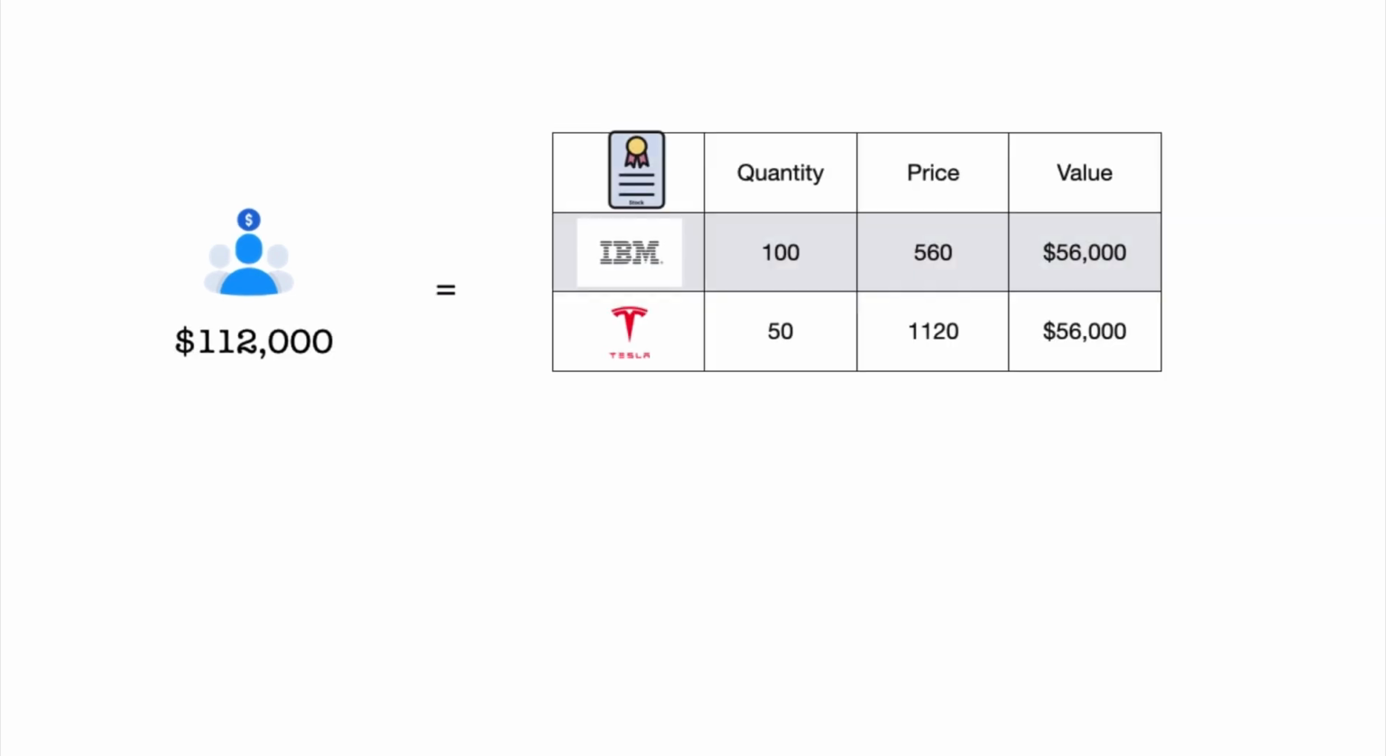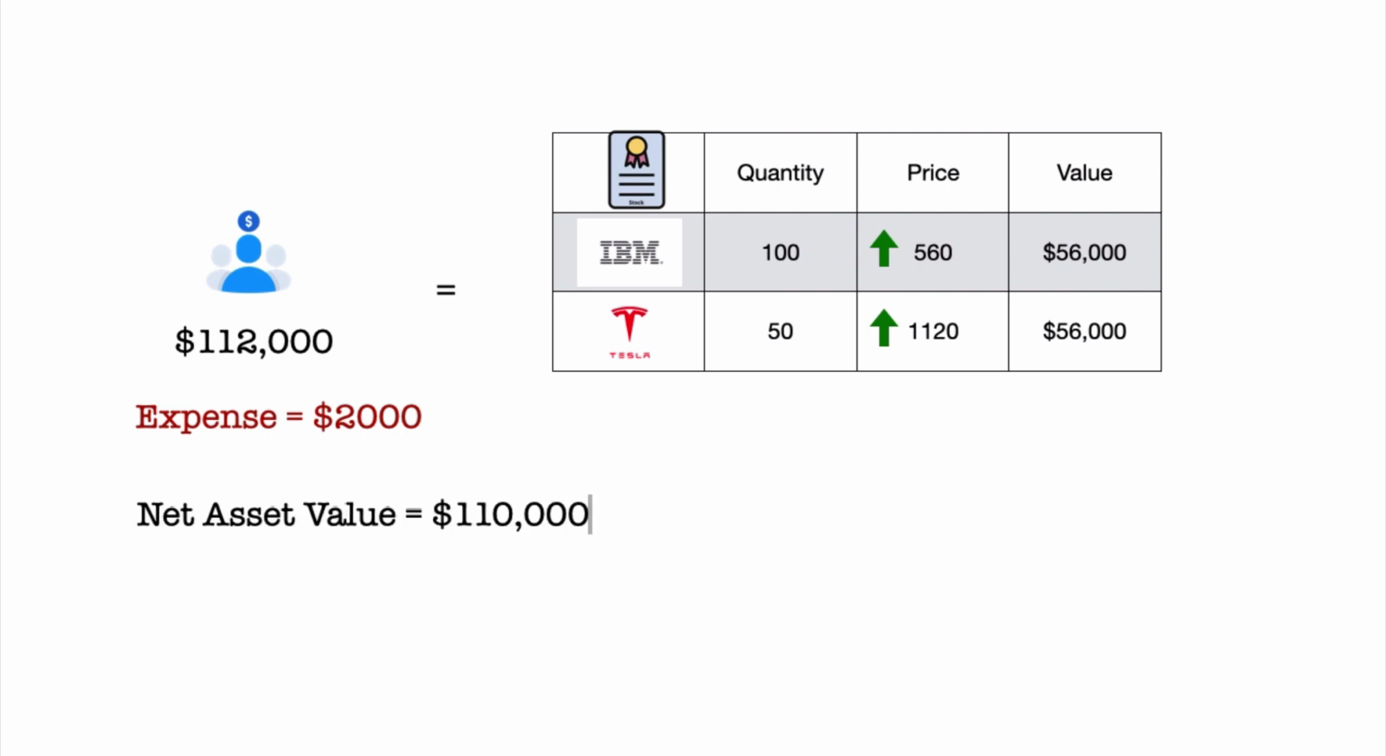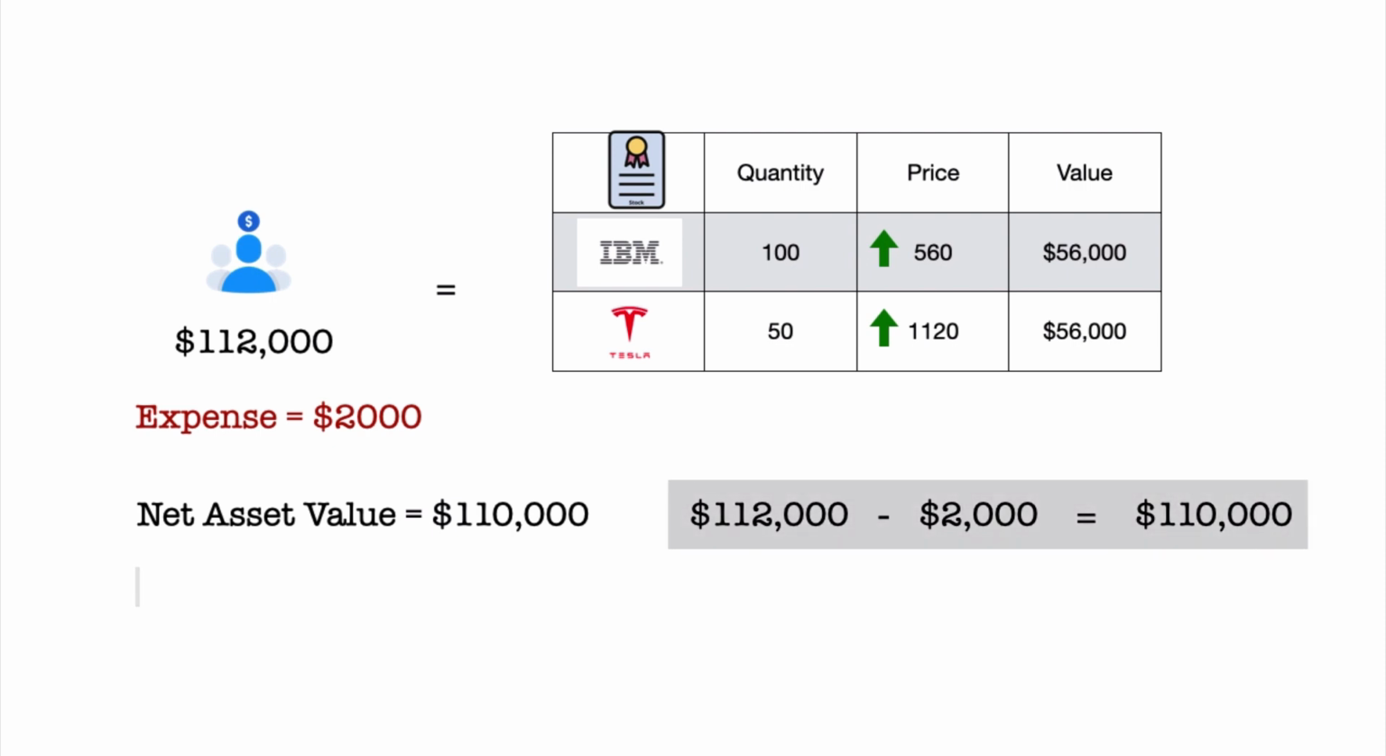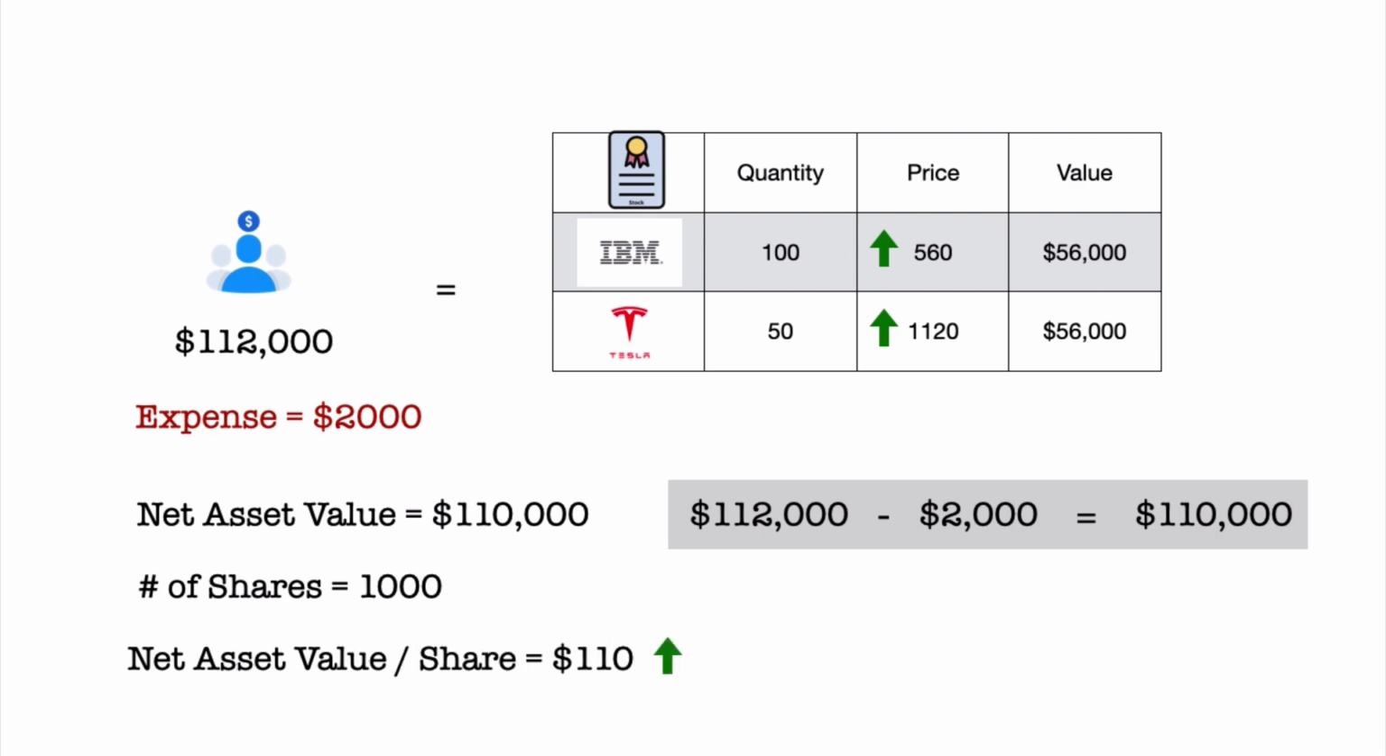The next day, assume that the stock value goes up. The total value of the investment reaches $112,000. The fund also incurs an expense of $2,000, which needs to be paid for setting up the fund. This will make the new NAV of the fund $110,000 and the new NAV per share 110.